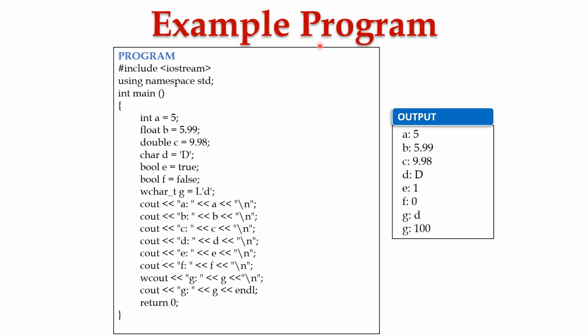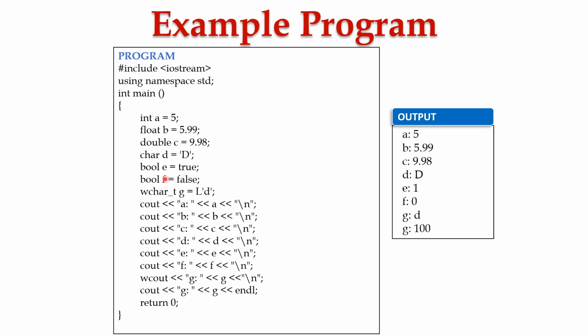In this example program, we can learn how to declare and assign values to primitive data types. Here, the variable a is declared as int with value 5. The variable b is declared as float with value 5.99. The variable c is declared as double with value 9.98. The variable d is declared as char with value capital D.